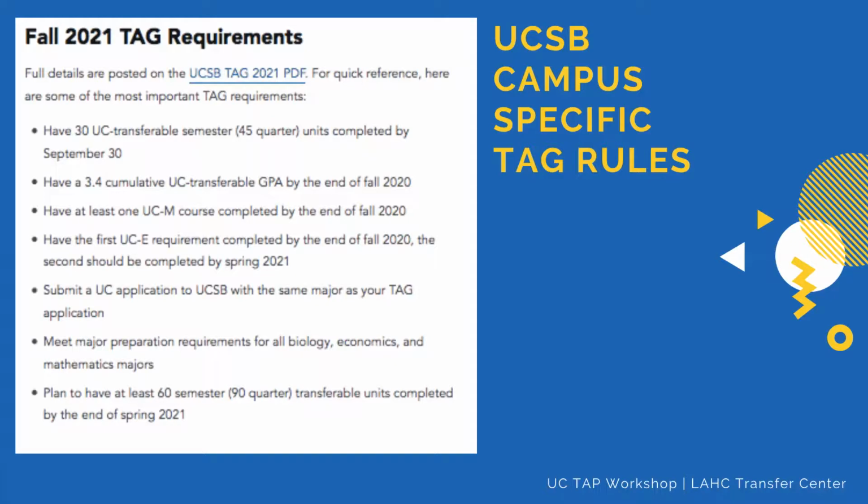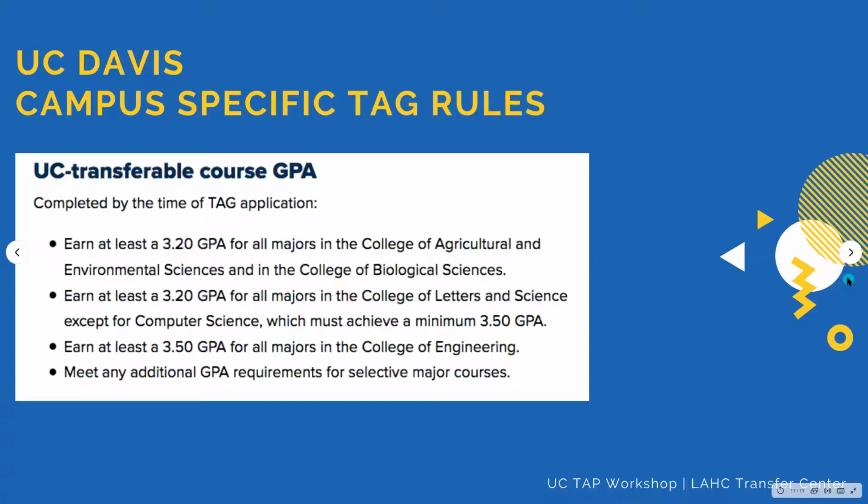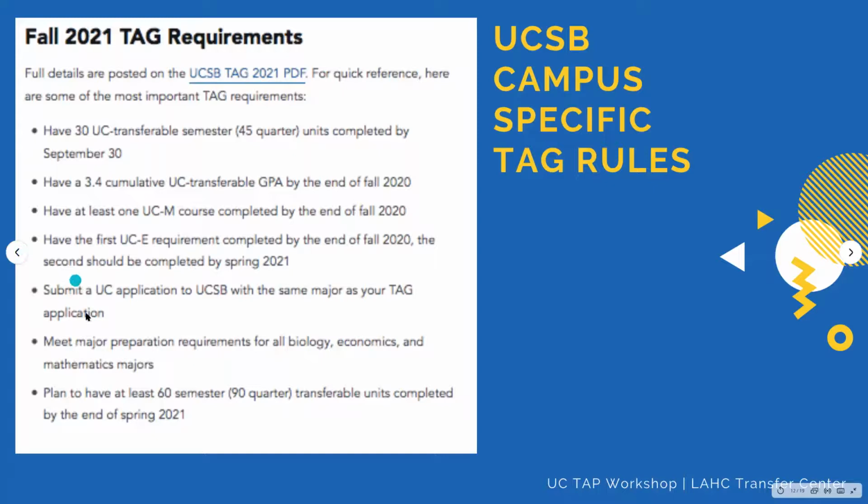It just takes a few minutes, but I think it does help students get a lot more clarity about, realistically, what kind of grades they need to be turning in for each assignment to ensure that they're getting the grades needed to bring that GPA up to the 3.4 by the end of the semester for Santa Barbara, for example, okay? Oh, and let me go back really quickly. It says you have to meet the major prep requirements for biology, econ, and math majors.